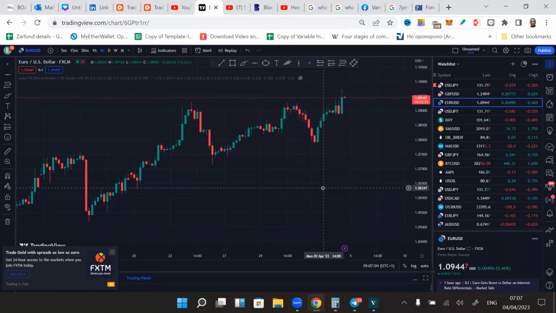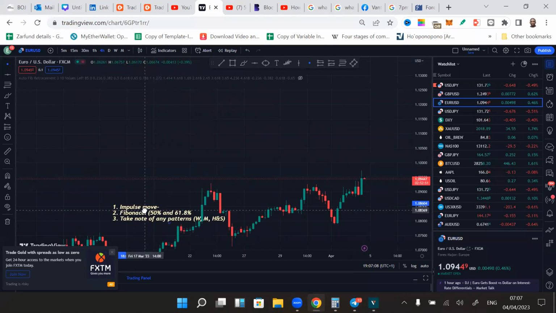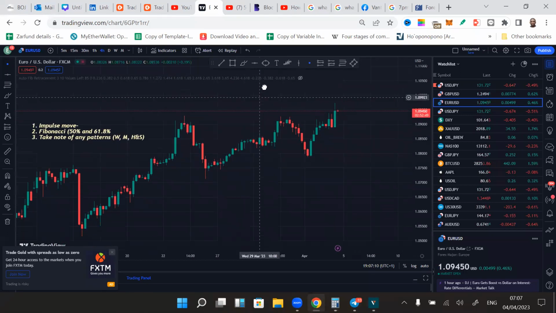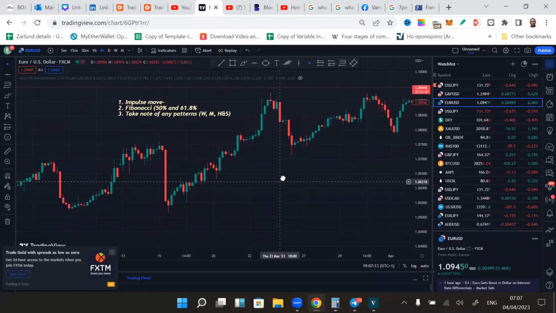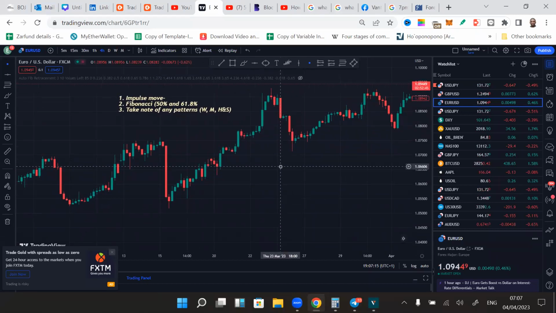So the first thing you want to see is an impulse move, right? That's what we said. In an impulse move, you want to see a huge candle in a particular direction, or a huge move in a particular direction.